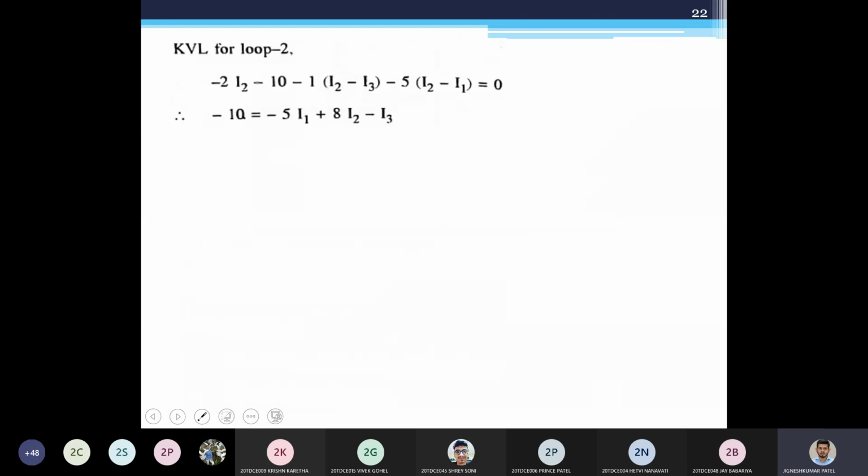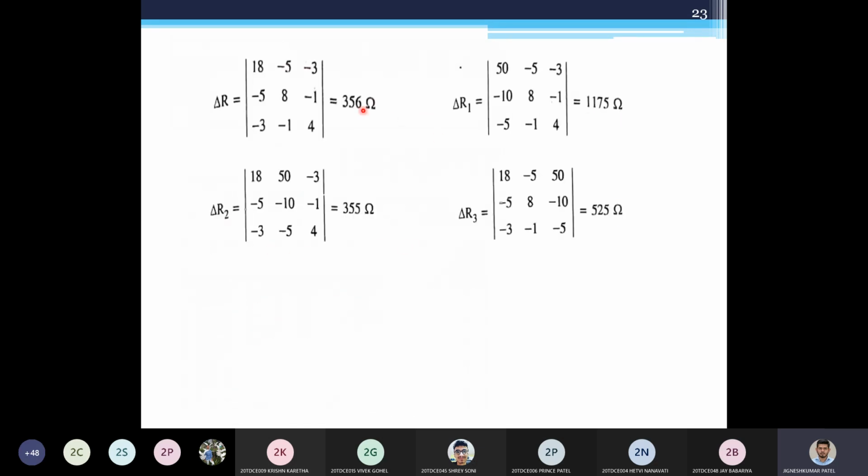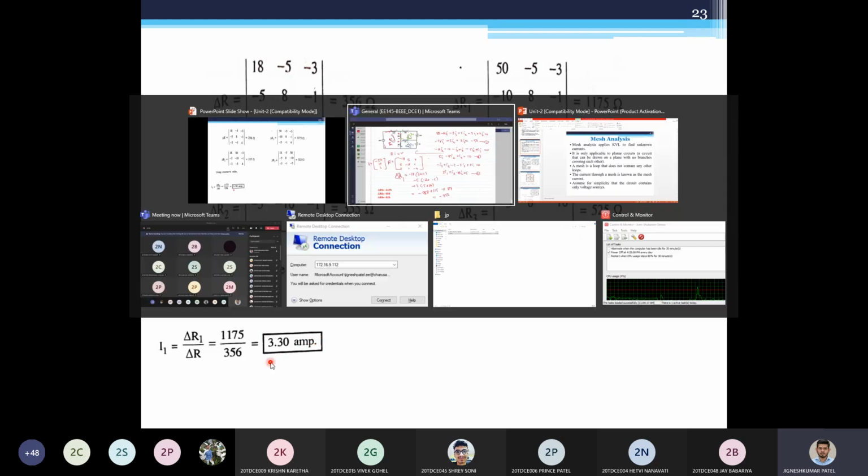Our equation and the ones in this PPT have a sign issue. Whatever terms are positive in this case were negative in our solution, so all these values are negative in our case. But when you apply Cramer's rule, I will get minus 1175 divided by minus 356. So minus minus will cancel out each other and I will get only 3.3 amperes current. That would be positive. So my answer is the same in this case.